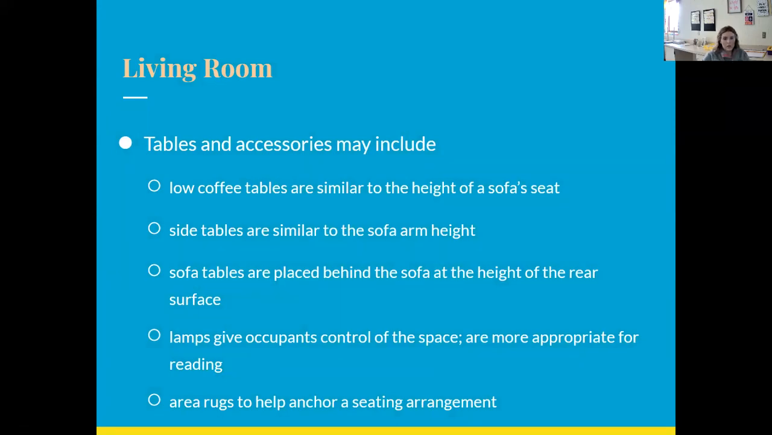So tables and accessories, we don't want to crowd the room too much with little objects that could get in the way of somebody's path. Rugs help anchor seating arrangement, but again, we want to make sure they're not too plush so that somebody can't wheel over them or somebody with a cane or walker wouldn't trip over them.